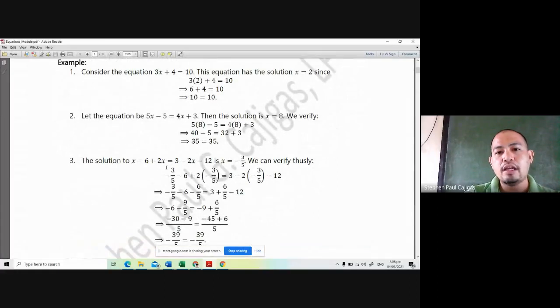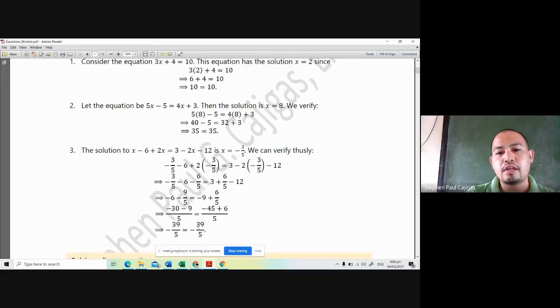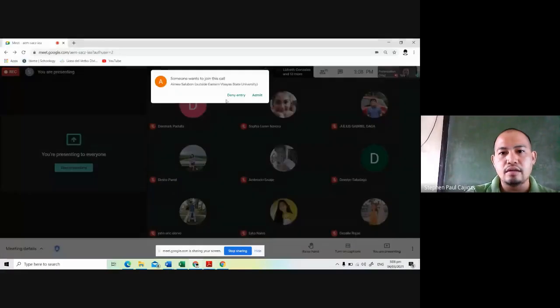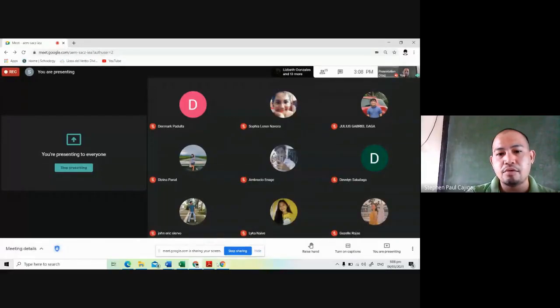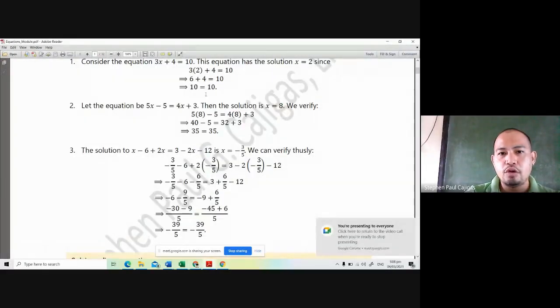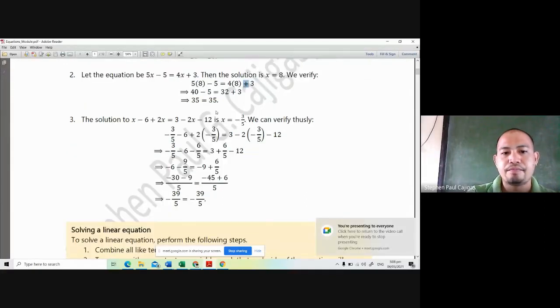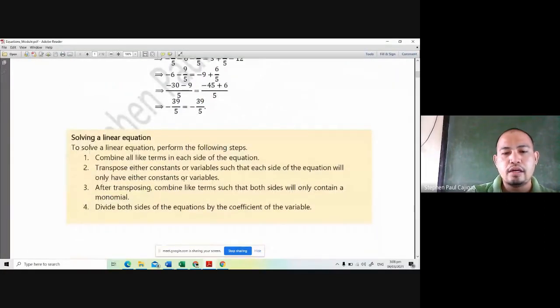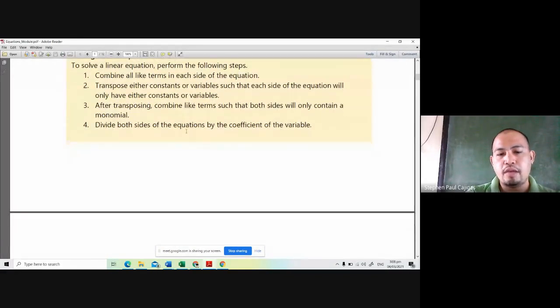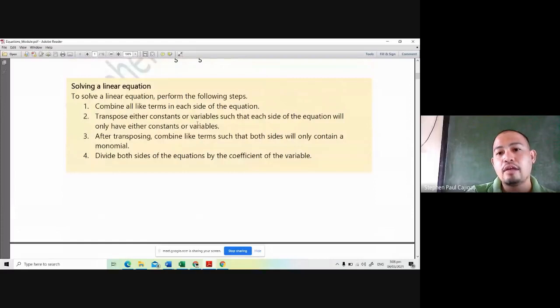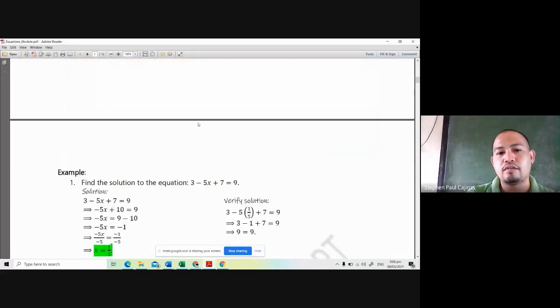Nagiging makorelay niya kung sugad-sugad din na number 3, wherein we have to deal with fractions or mga negative gyapon. But kung normal na mga integers, then this is very easy. And so here I gave to you the steps that are needed for you to be able to follow as steps when we are solving a linear equation.